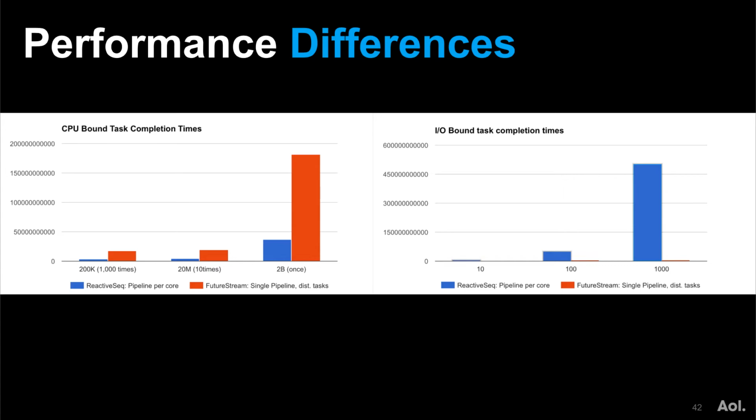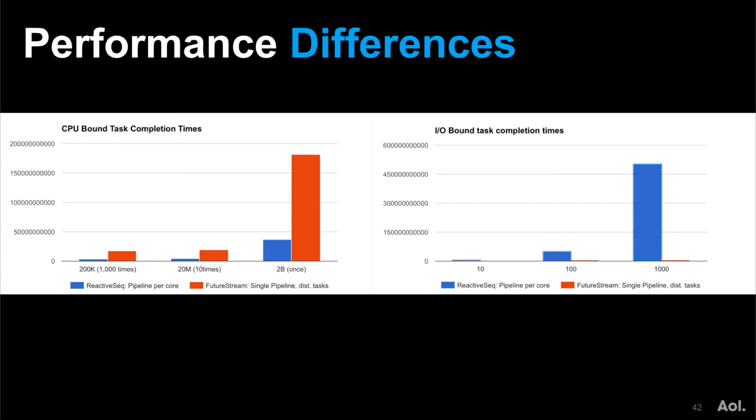Reactive Seek is primarily for computationally intensive tasks and single-threaded, and it's useful if you want to distribute work across cores on a pipeline per core basis. The Future Streams, on the other hand, take the other approach and distribute the individual tasks across cores. On the left-hand side, you can see the relative performance for CPU-bound tasks, and Future Streams are much, much slower for computationally intensive tasks than Reactive Seek or Reactive Sequences.